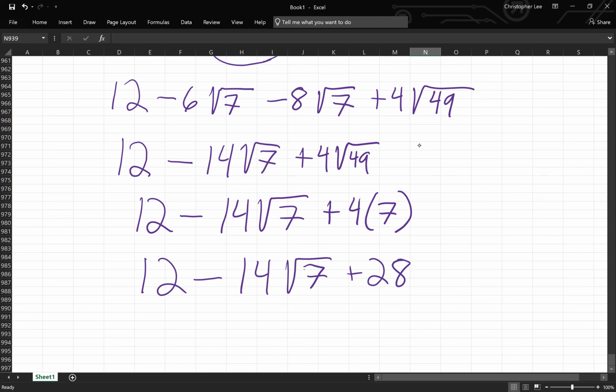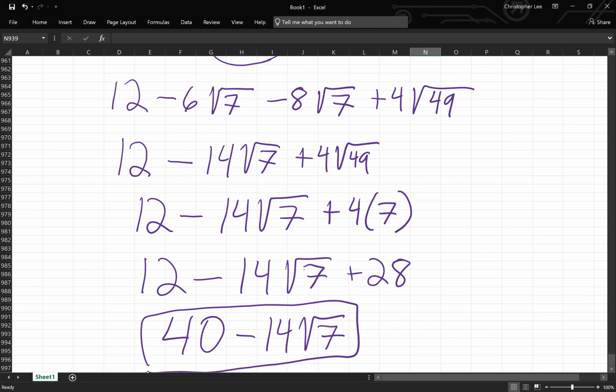Let's combine like terms real quick, right? 12 plus 28, what's that? 40, right? So this is 40 minus 14 square root 7. This is my final answer. Oh, the minus is on the 14. That's why. Got you.